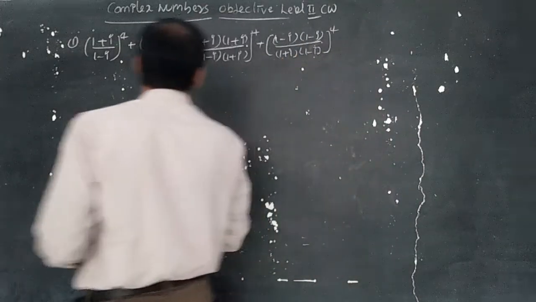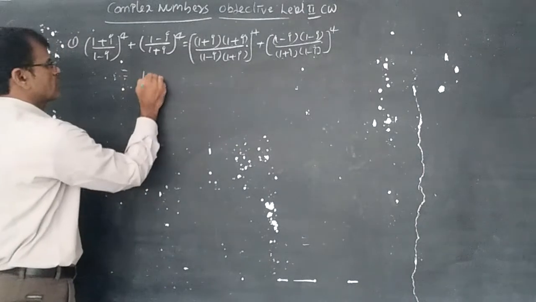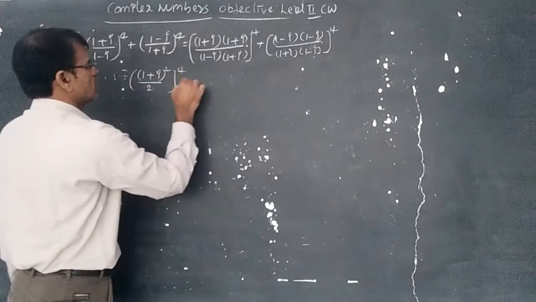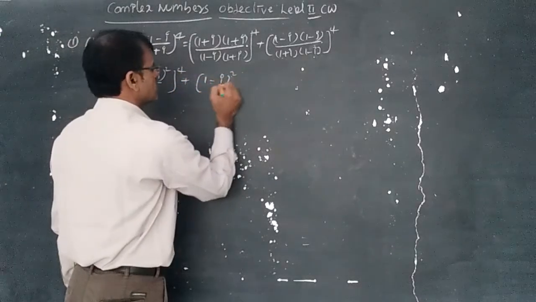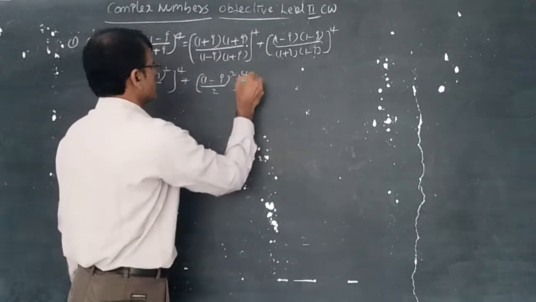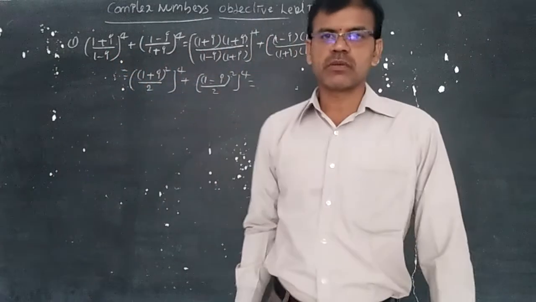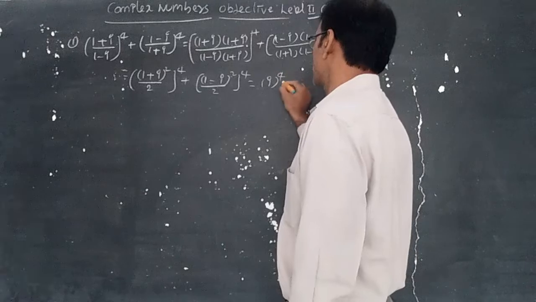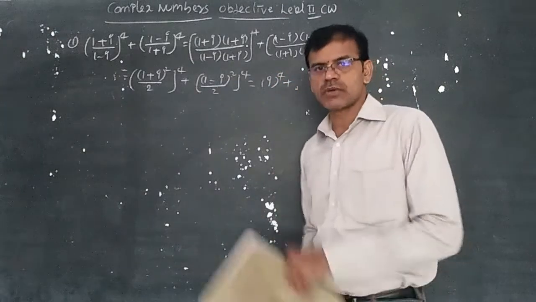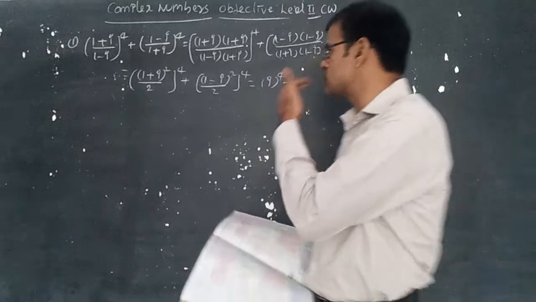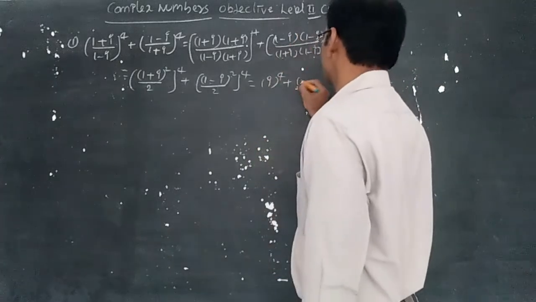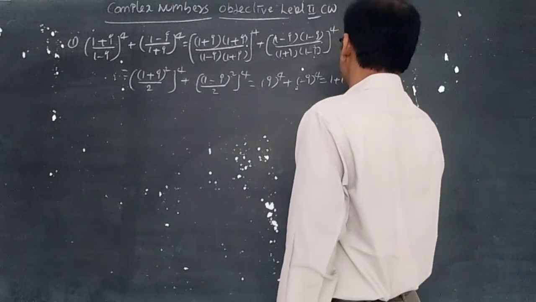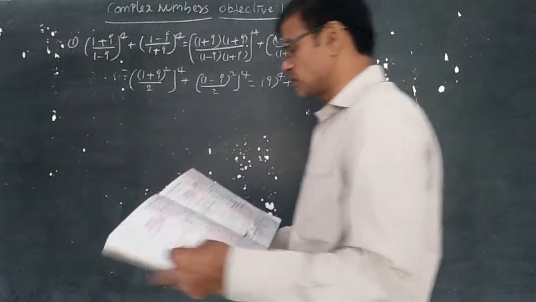First term can be understood as (1 plus i) whole square by 2, whole power 4, plus the second term can be understood as (1 minus i) whole square by 2, whole power 4. (1 plus i) whole square is 1 plus i square plus 2i, 1 plus i square get cancelled, 2i by 2 becomes only i, so this is i power 4. In the similar way (1 minus i) whole square becomes 1 plus i square minus 2i, 1 plus i square get cancelled, minus 2i by 2, minus i whole power 4. We know that i power 4 value is 1 and minus i whole power 4 value is also 1, so 1 plus 1 becomes 2. Third option.